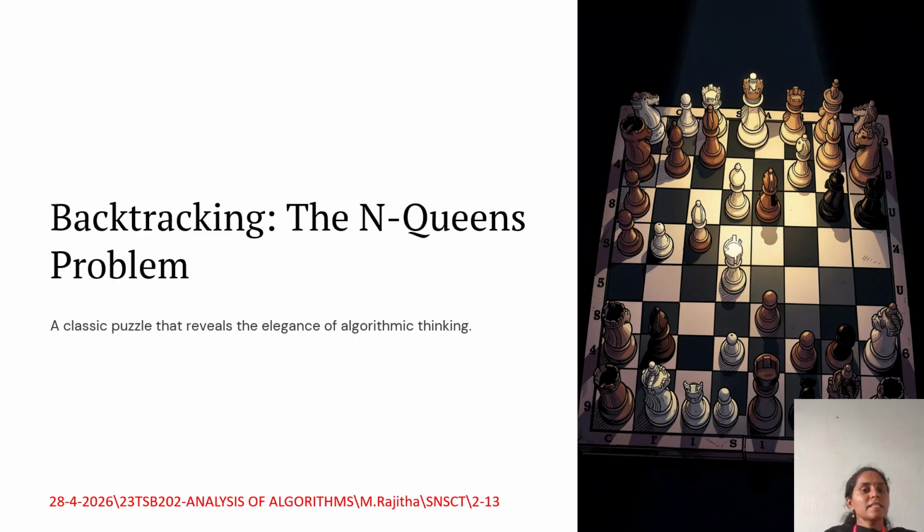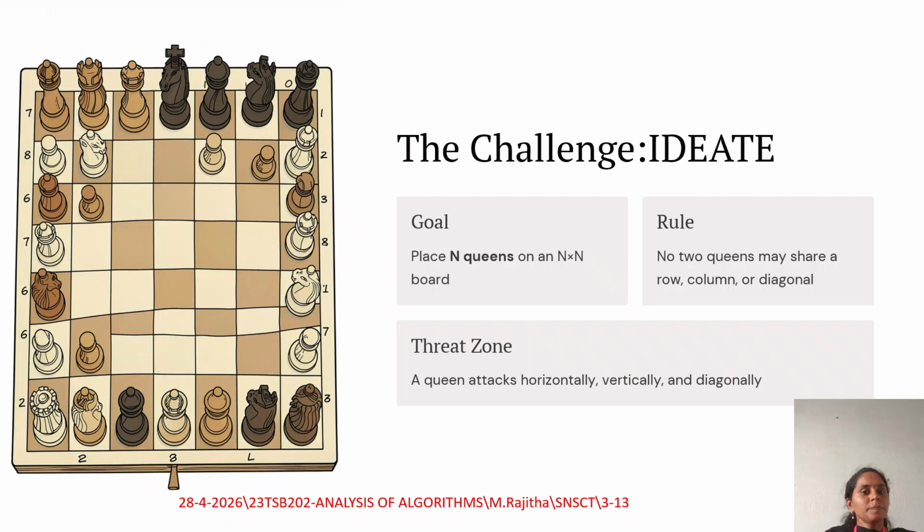Let us first understand the challenge. The goal is to place n queens on an n into n chessboard. No two queens should be in the same row, same column, or same diagonal. A queen in chess is very powerful because it can move horizontally, vertically, and diagonally. This means every queen creates a threat zone around it. When placing a queen, we must ensure that it does not attack any previously placed queen. Finding such an arrangement becomes increasingly difficult as the value of n increases.